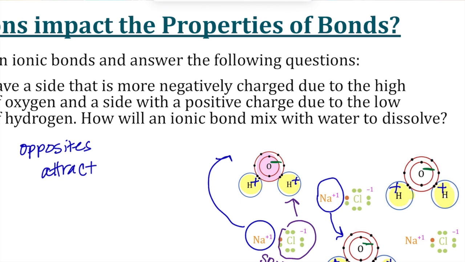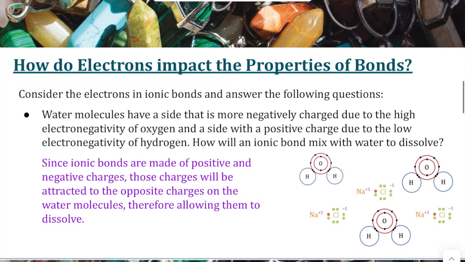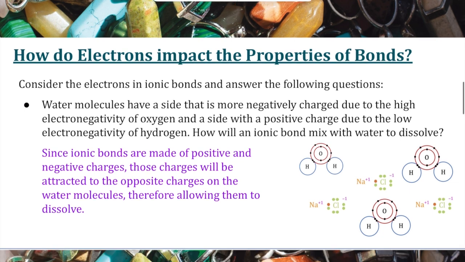Same thing here, this sodium is going to be attracted to that negative oxygen. This negative chlorine is going to be attracted to that partial positive in the hydrogen. And that is how we get the splitting of our sodium from our chlorine in order to get that to dissolve. So that kind of goes through it a little bit more for us too. Feel free to pause the video and read through that if you need.